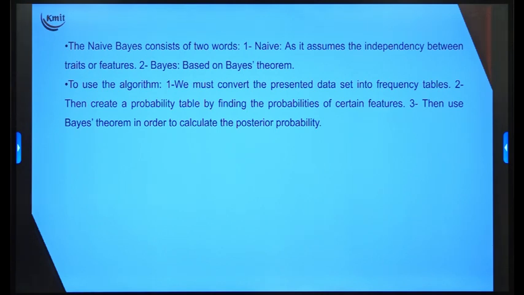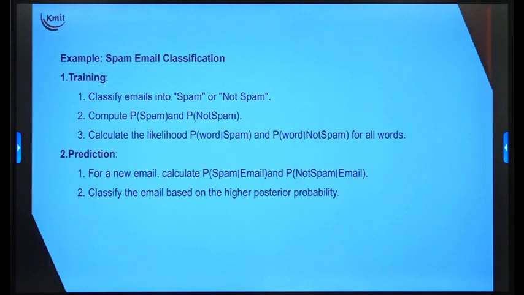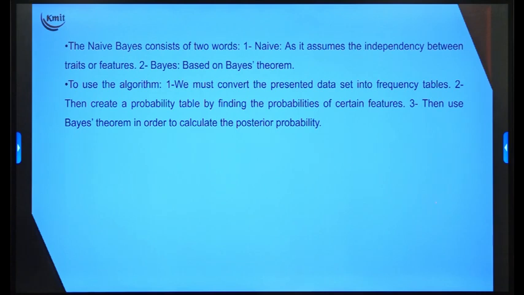If you want to use the algorithm, these are the steps. First, we must convert the presented data into a frequency table, and then create a probability table by finding the probabilities of all the features. As I told you, here I have two classes, spam and not spam. So the probability of spam is calculated, the probability of not spam is calculated, and then we use the Bayes theorem to calculate the posterior probability. So this is what we are going to do.